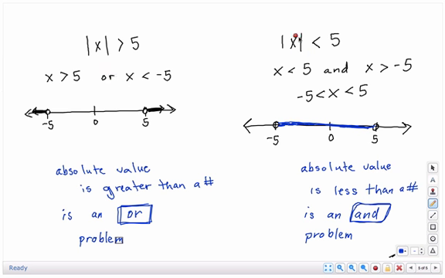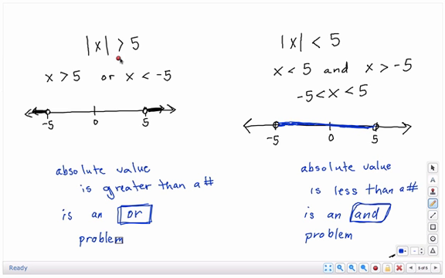When the absolute value of x is less than a number, then you're going to break this down into two separate problems, but there's going to be an and in between them. Whenever this is an and, you can also write it in this form, and I'll get to this more later, but this is going to be important for you to recognize, okay?